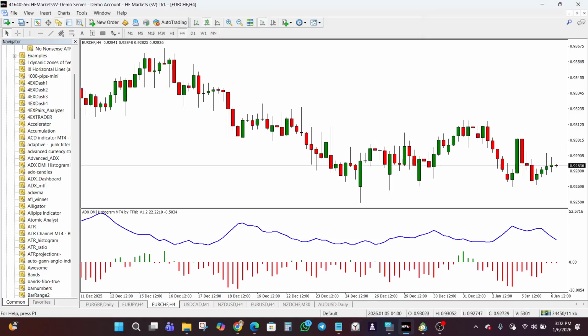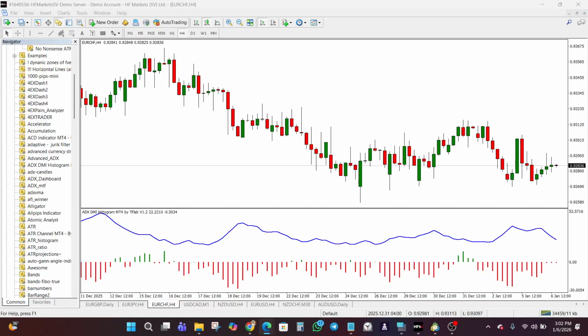So as you can see, this indicator helps to strengthen your trend analysis. All right, it's a visually enhanced tool that is designed to measure market momentum and the strength of the trend. By transforming the traditional ADX into an easy to read histogram, this indicator allows you to quickly identify strong trends, weak market conditions, and potential breakout phases.